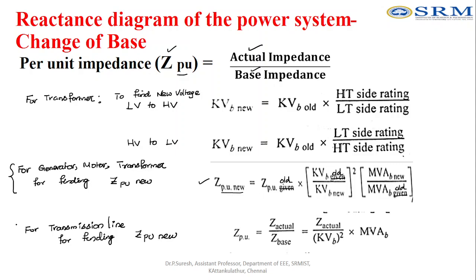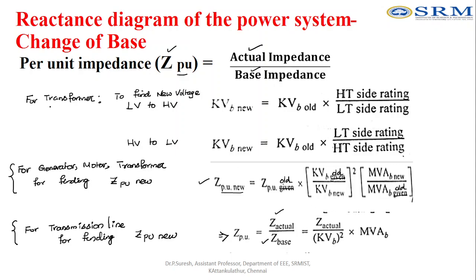For the transmission line, the formula is different. For calculating the Z per unit value for the transmission line, Z per unit is equal to Z actual by Z base. But Z base is calculated using the formula kVb square by MVAb. Z base is equal to kVb square by MVAb. When it is substituted here, we get the formula Z per unit is equal to Z actual into MVAb divided by kVb square. So this is the formula, right?